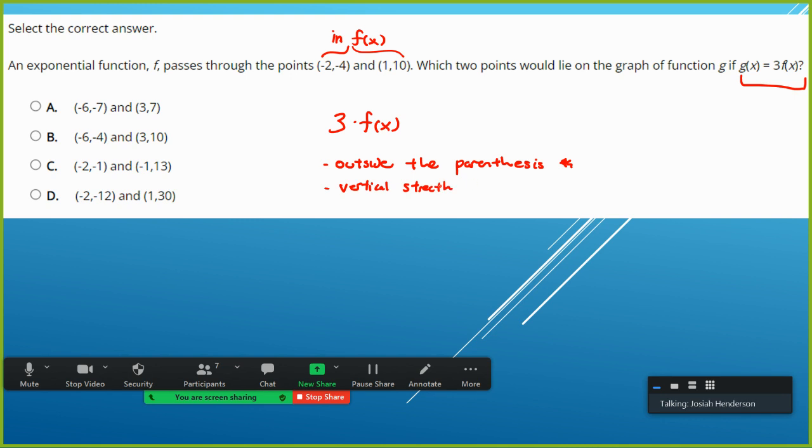And what do we do for vertical stretches? Multiply the number, the 3, to the y values only. So let's try that with the points they gave us. -2, 4.